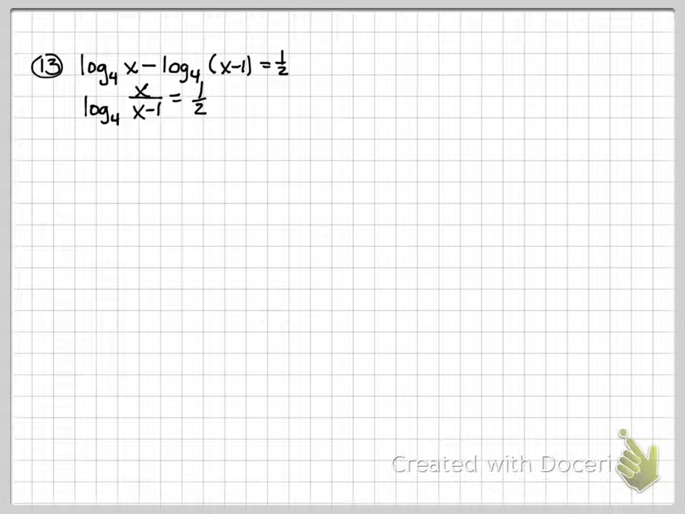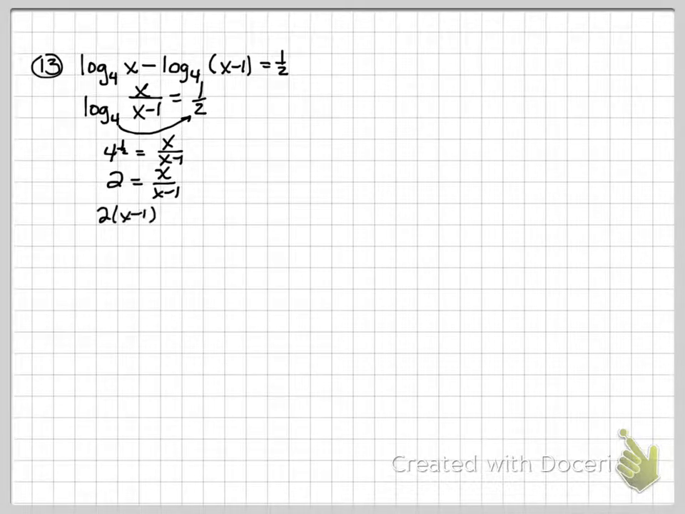Now we're going to rewrite it back as an exponential, so 4 to the 1/2 power equals x over x minus 1. Well, 4 to the 1/2 power is the same as the square root of 4, and that's 2, equals x over x minus 1. Cross multiply, and I get 2 times x minus 1 equals x, so 2x minus 2 equals x. Move the x's to one side and I get negative 2 equals negative x, so 2 equals x.